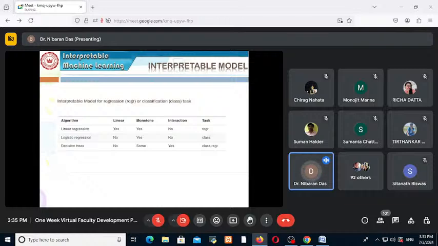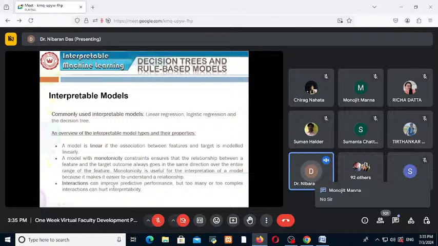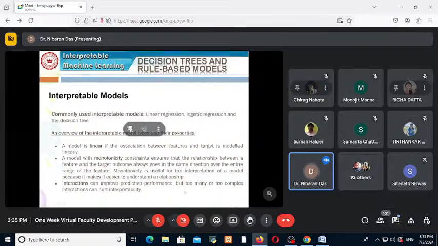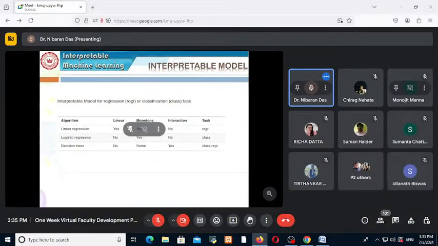So for interpretable models, regression and classification, we have already discussed linearity, monotonicity, as well as interaction, because too many or too complex interactions can hurt interpretability, but they improve performance, right? So if you notice here, linear regression is linear, monotone, no interaction, and the task is regression. Logistic regression: linear no, monotone yes, interaction no, and the task is classification.